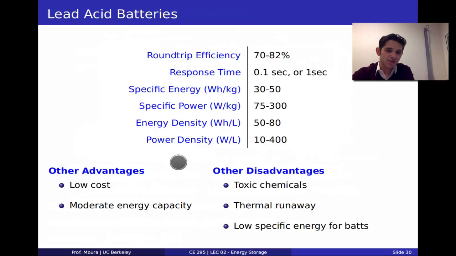I think what's interesting is there are some folks who are working on advanced lead acid technologies rather than these baseline technologies. What's nice is they're very, very low cost. So there are some advanced lead acid technologies that boost power, boost energy, and maintain the low cost. So that could be of interest for some stationary storage applications.